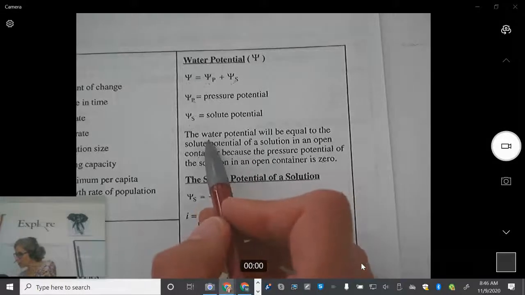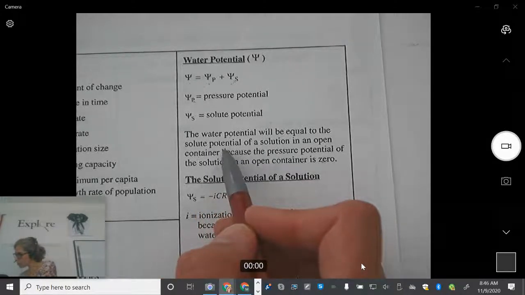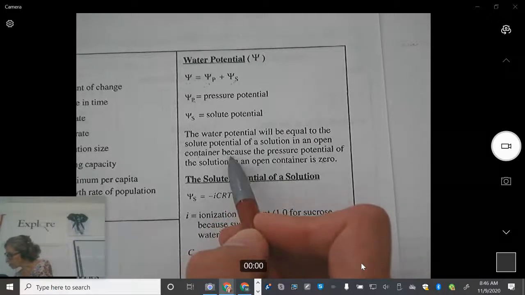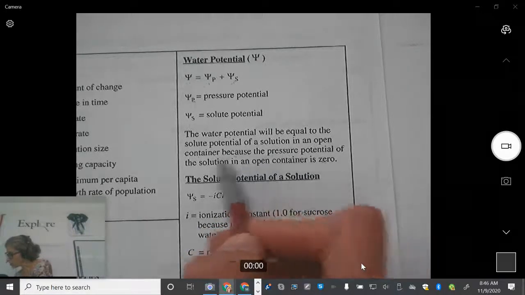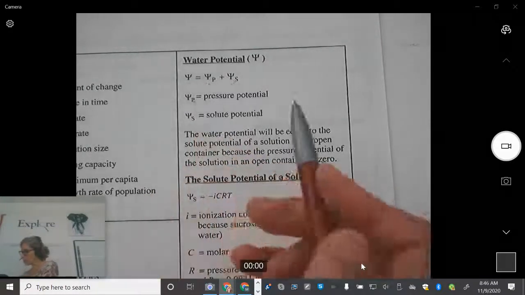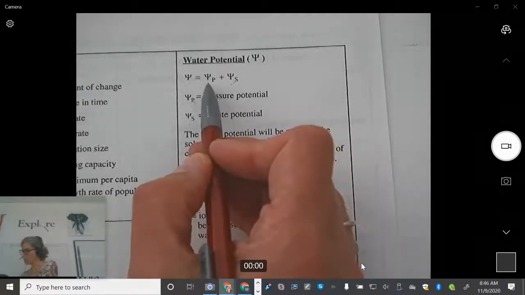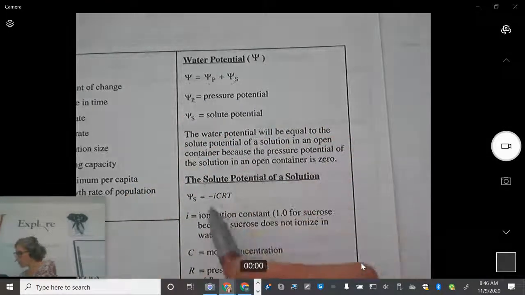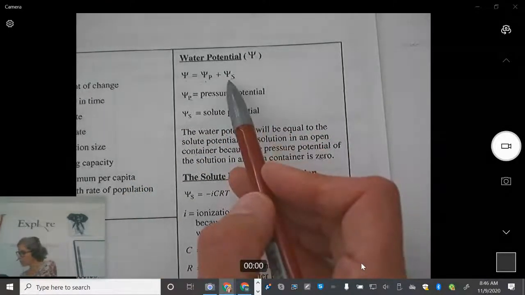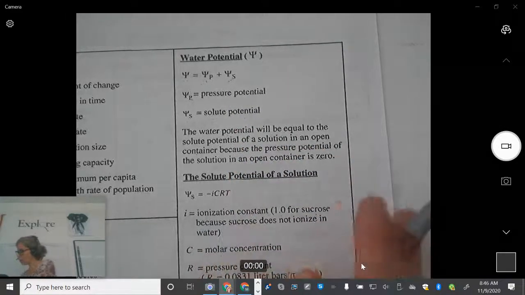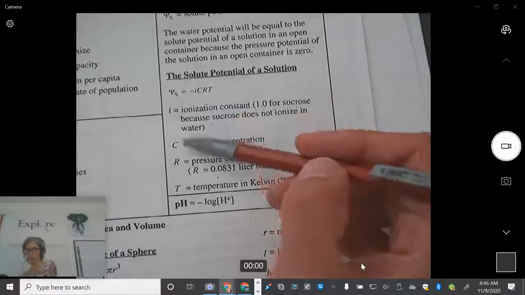And it tells you right here that the water potential will be equal to the solute potential if the solution is in an open container, because the pressure potential of the solution in an open container is 0. All that means is if you're in an open container, there's no pressure. And so that means the water potential equals the solute potential. And then the equation for solute potential is right here, negative iCRT. And all of those things are defined here.